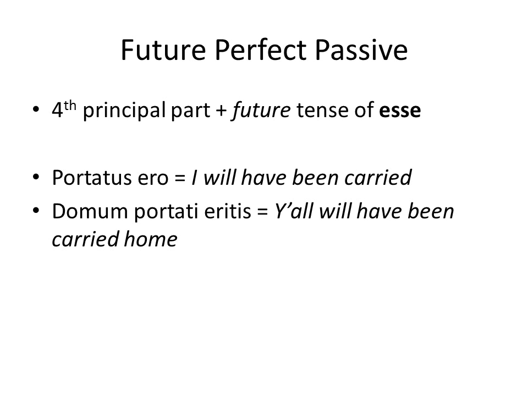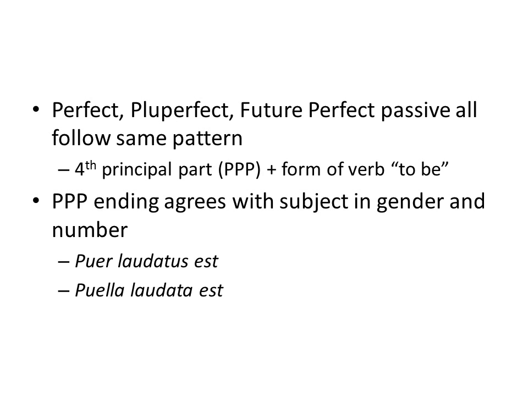Finally, future perfect passive is again going to be the fourth principal part plus the future tense of esse. Portatus ero means I will have been carried. Domum portati eritis means y'all will have been carried home. So portati tells us it's plural. It also tells us that this you all is masculine. If it was feminine, it would be something like portatae eritis. But portati, you all will have been carried home. That's a future perfect passive.